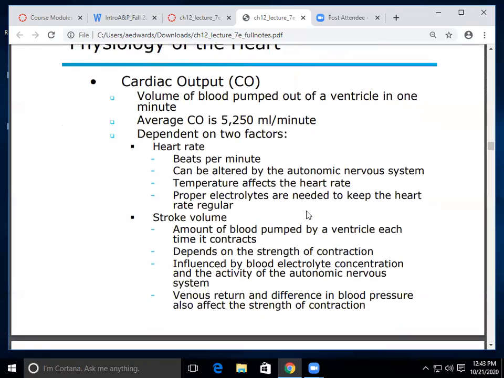All right, so I'm going to take a break and let you all explain to your partner the phases of the cardiac cycle. You can do this at home as well.